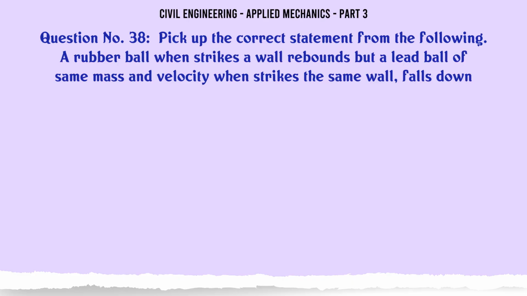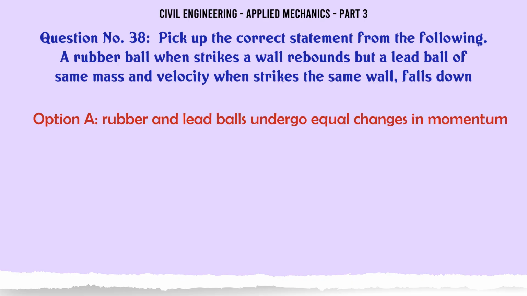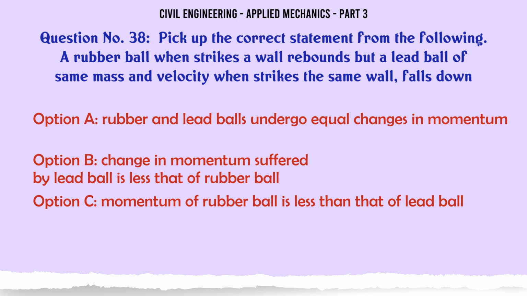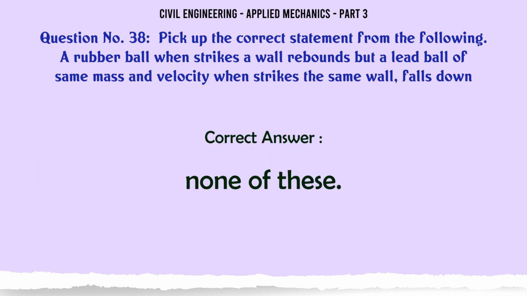Pick up the correct statement from the following. A rubber ball when it strikes a wall rebounds, but a lead ball of same mass and velocity when it strikes the same wall falls down. A. Rubber and lead balls undergo equal changes in momentum. B. Change in momentum suffered by lead ball is less than that of rubber ball. C. Momentum of rubber ball is less than that of lead ball. D. None of these. The correct answer is none of these.